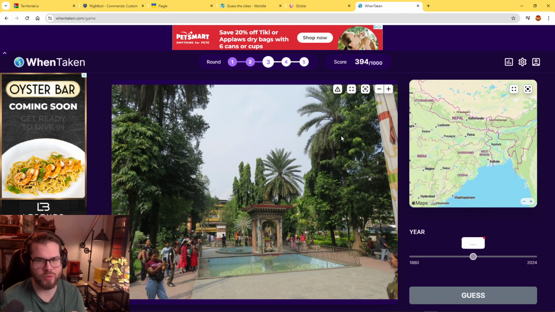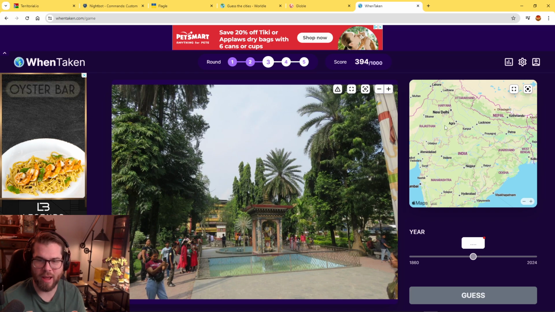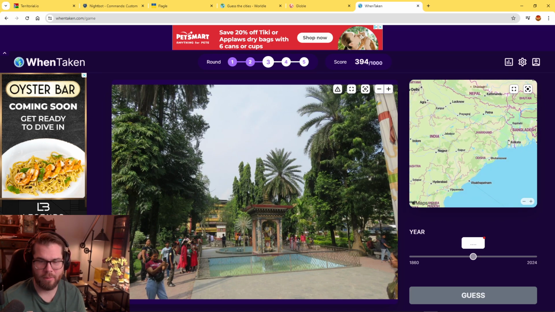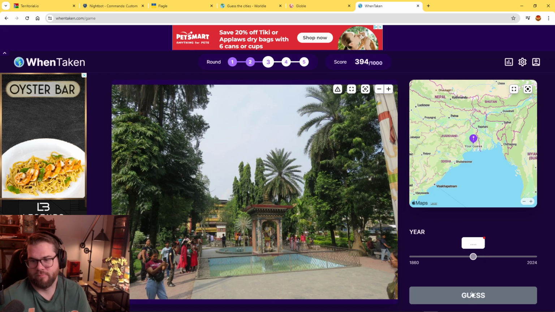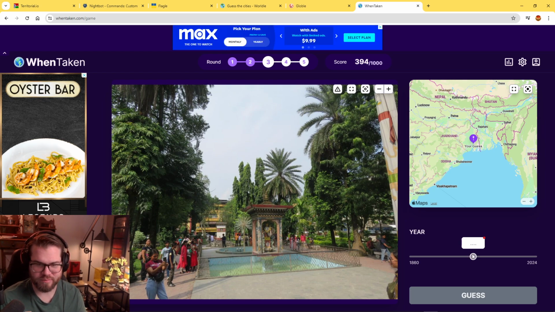But we have palm trees. I have no idea the climate of anywhere in India, but I imagine things are different. I'm going to say this is Kolkata. Why? I don't know, man. Does everything need a reason? I just saw it. I knew how to pronounce it, and I ran with it.